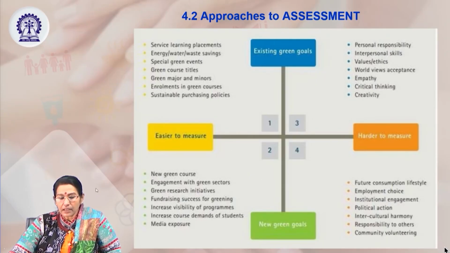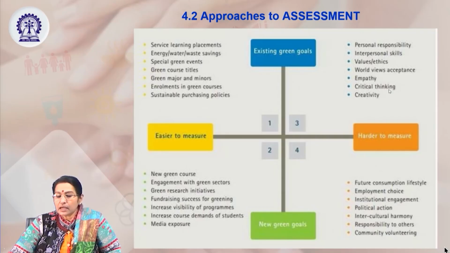From another domain, that is easier to measure and harder to measure. Suppose we are moving in this framework, it is a continuous framework, and from here to here we are coming. So, in these 4 quadrants, what are the aspects to be assessed? First, from the existing green goals, the initial assessment: the service and learning placements, energy, water, wastage, savings, special green events, green courses, titles, green majors and minors, enrollments, all kinds of things, policies, etc.